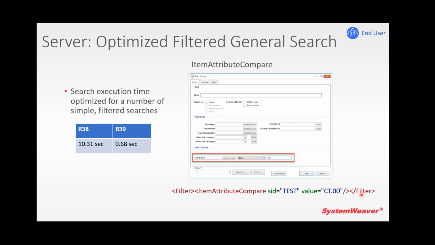Next, we optimized some simple filtered searches, general searches in the Explorer. Here's one example, item attribute compare, where you're running a search for an attribute that equals or contains a certain value. And this is just how it looks in the XML. What we saw upon implementation for a particular search was that R38 returned in 10.31 seconds, and in R39, 0.68. I can't recall the exact number of results, but it was very large.